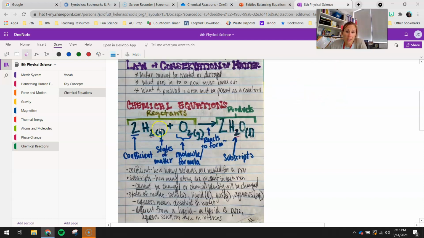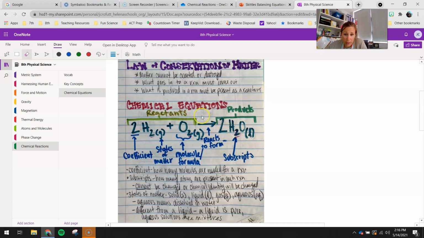Okay. Sometimes we'll write the states of matter that these are in, so we know hydrogen is a gas, so we would put a little baby g after it. We know oxygen is a gas, so we'd put a little baby g after that, but we know that water is more commonly found in its liquid form, so we would put a little L after that. We're not going to worry too much about states of matter here.